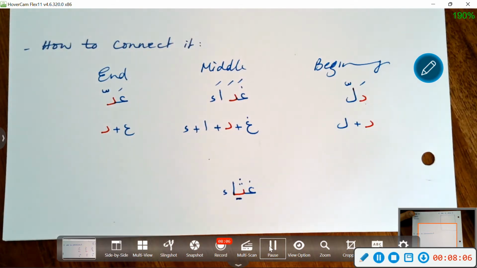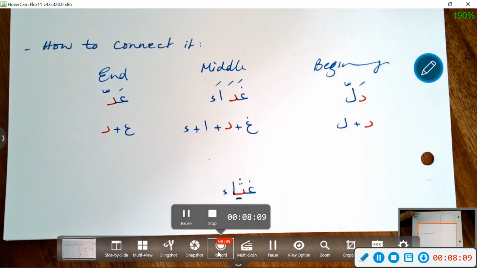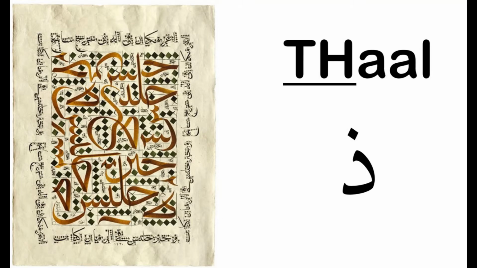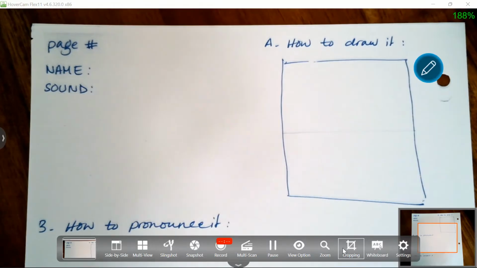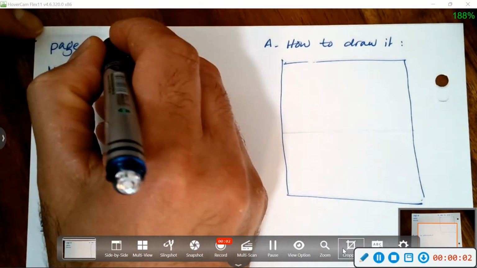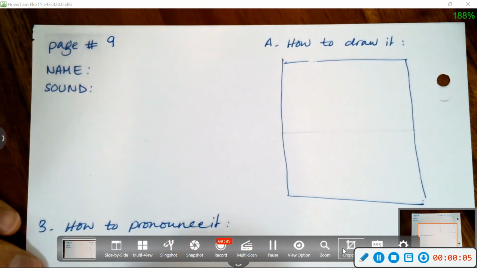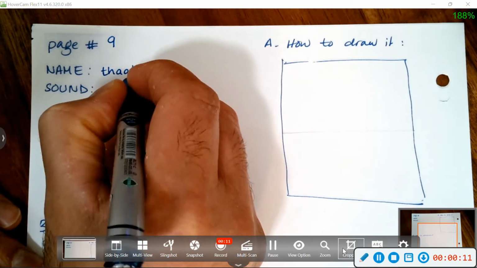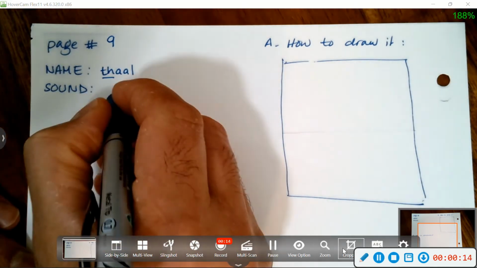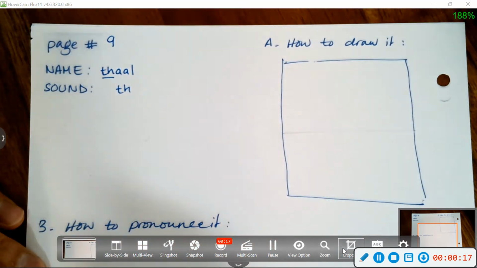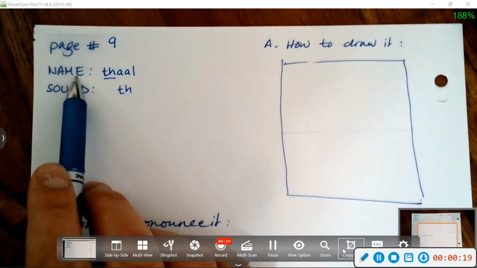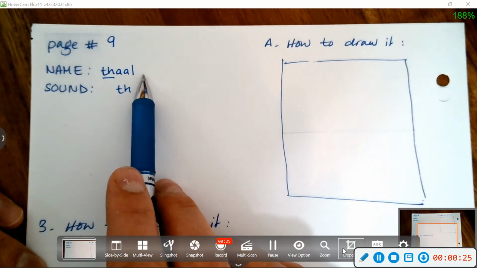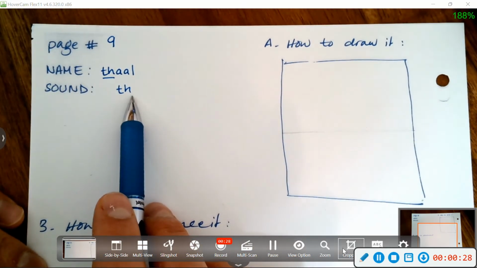Now the next letter is going to be the. Letter number 9, page number 9. Daal. The sound of the letter is the. And as we said earlier, every letter has a name and has a sound. So the name of the letter is Daal. The sound of the letter is the.